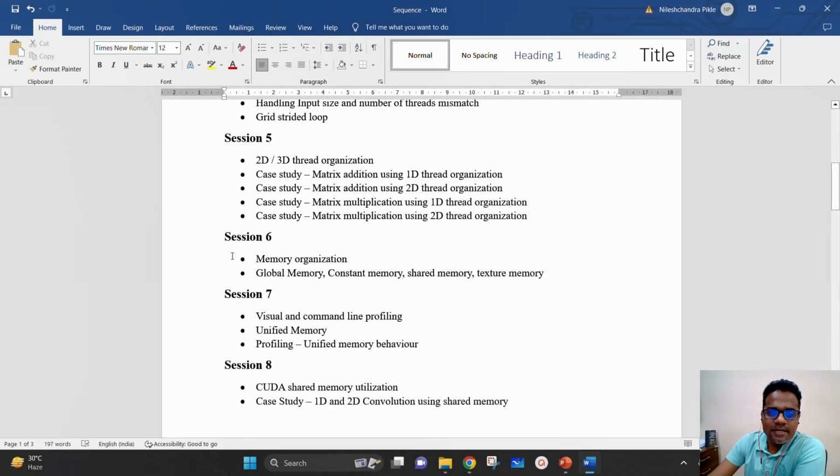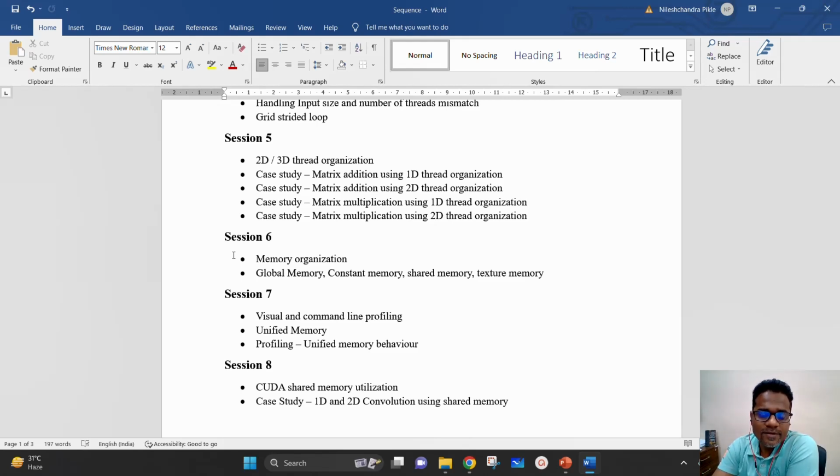After an in-depth understanding of 2D and 3D organization, we will move towards memory organization. It is very important to understand memory organization if you are writing any program. For example, if you are writing a C or C++ program, you must be familiar with the concepts of RAM, cache memory, and register memory. These are the memories present on the CPU side. Similarly, on GPU, we'll have other types of memories like global memory, constant memory, shared memory, texture memory, etc., or register memory.